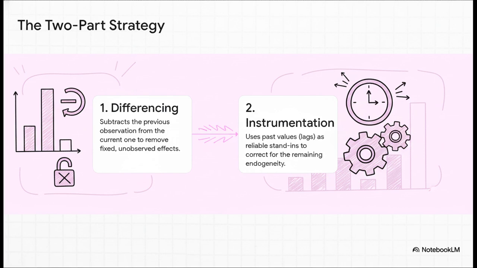First, it differences the data. So instead of looking at, say, a company's total profit each year, it looks at the change in profit from one year to the next. This little trick cancels out a lot of that hidden, unchanging stuff. Then, for the remaining mess, it uses data from the more distant past as what we call instruments. You can think of them as clean, reliable stand-ins to help us get an unbiased answer.